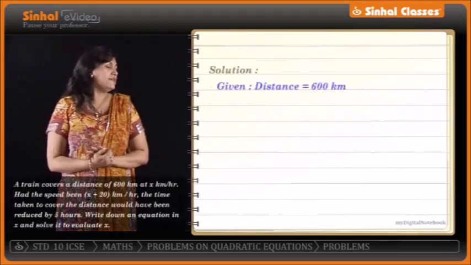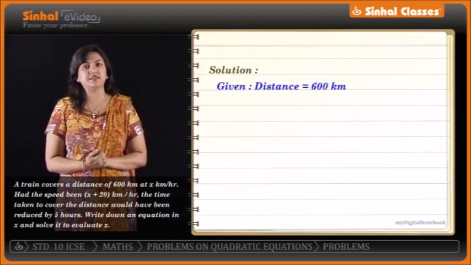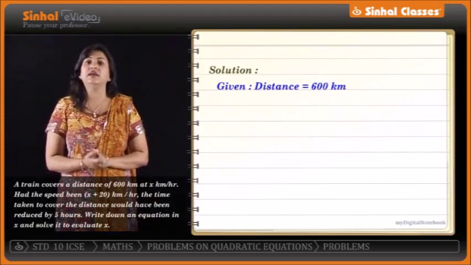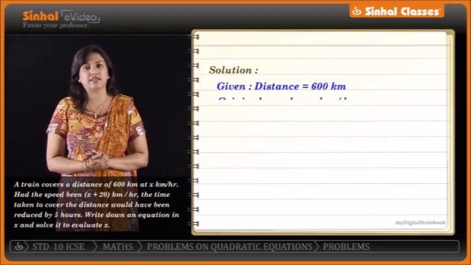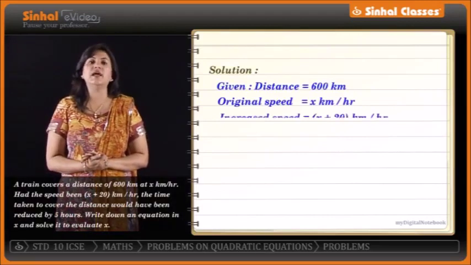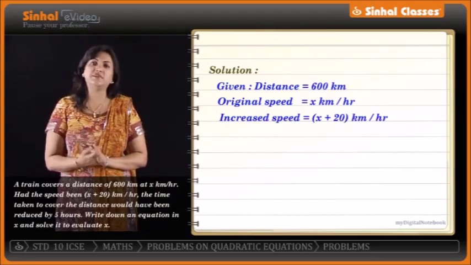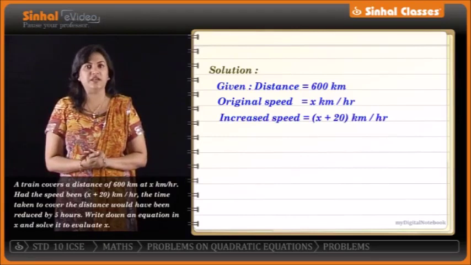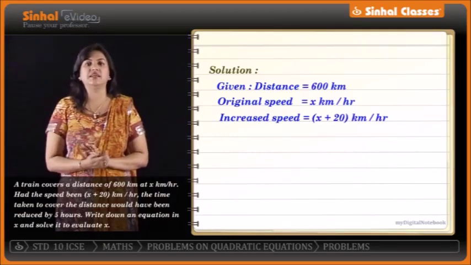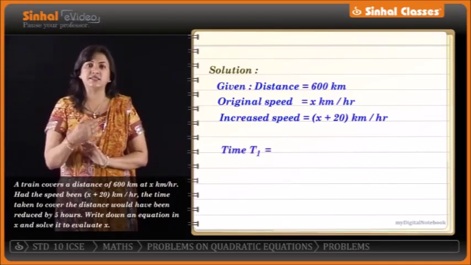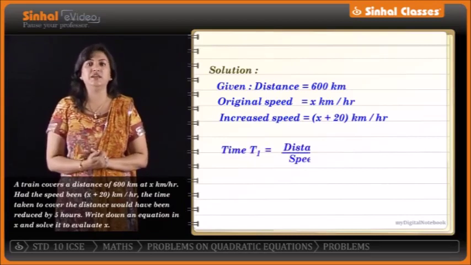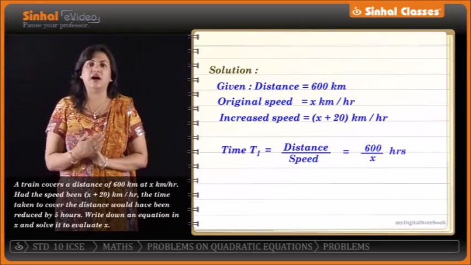Now here we are given that the distance is 600 km, the original speed is x km per hour and the increased speed is x plus 20 km per hour. Now the time taken with original speed, let us write that as t1, would be distance upon speed, which is equal to 600 upon x hours.